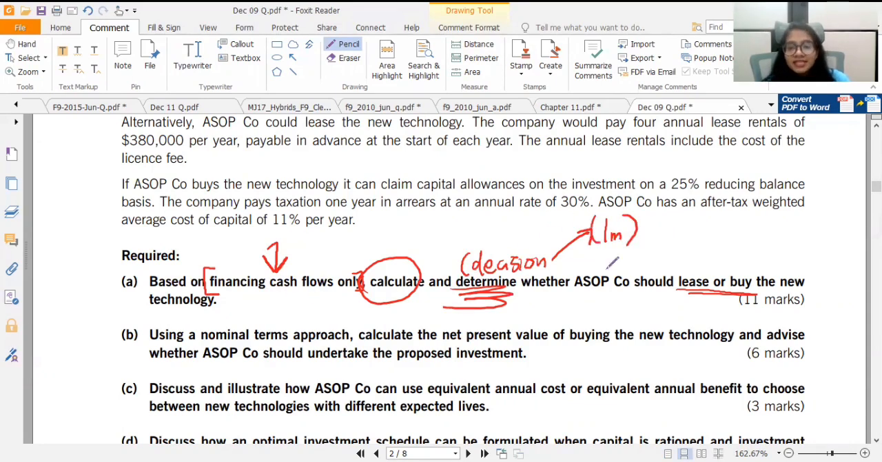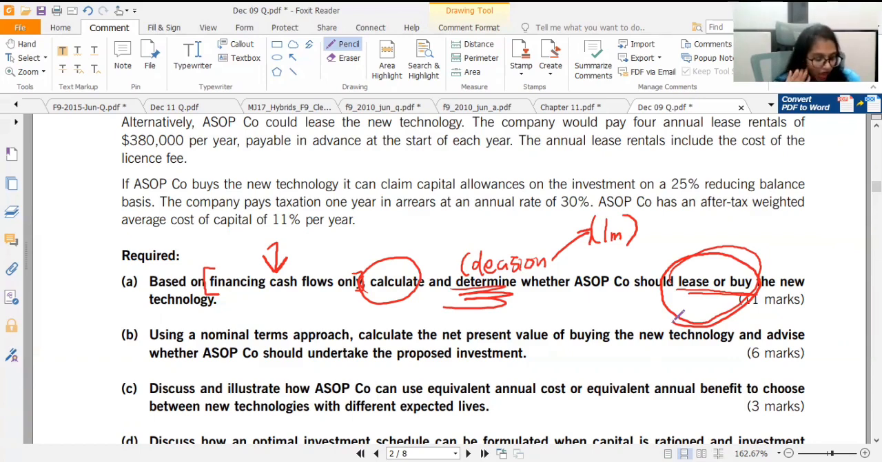Right? Now, besides that, when he said whether you should lease or buy the new machine, what I also want you to remember is that whenever an examiner wants to ask a lease or buy question, he will definitely write lease or buy in the requirement. Because guys, what is the common question that I get from students? They like to ask me, Miss, how do I differentiate between a lease or buy question and a normal NPV question? Because all of them have buying machinery.